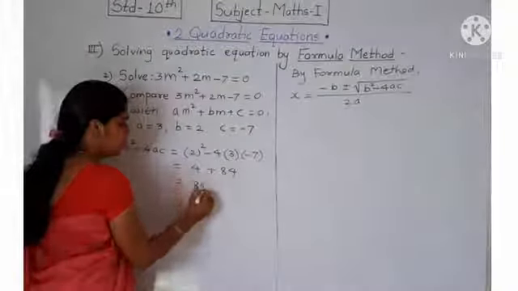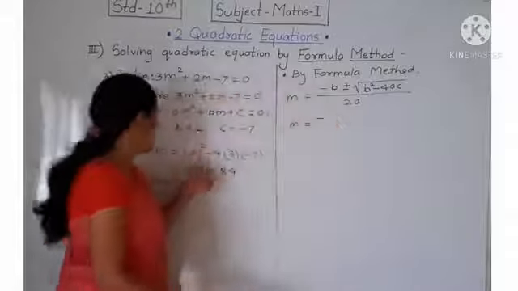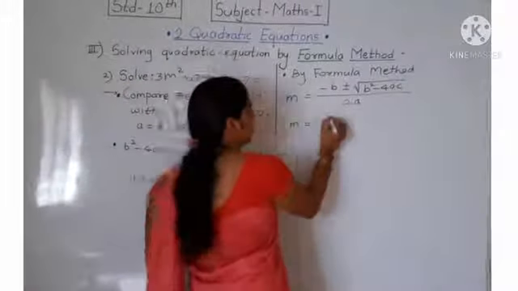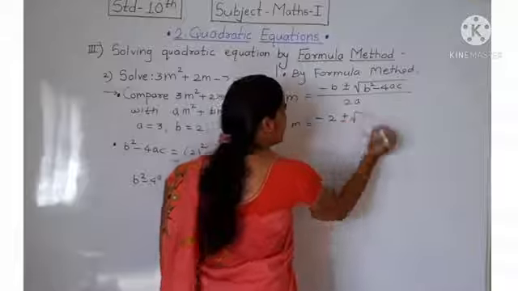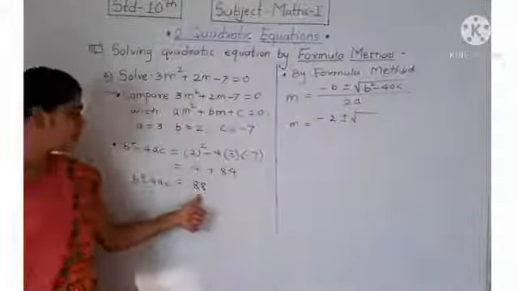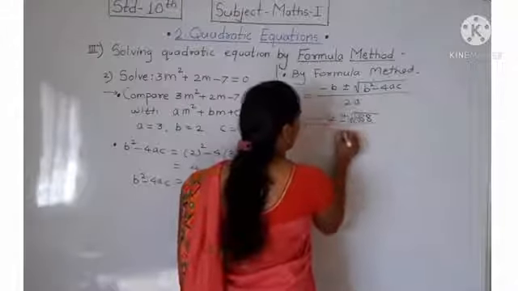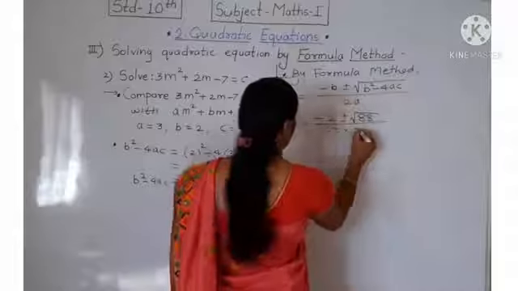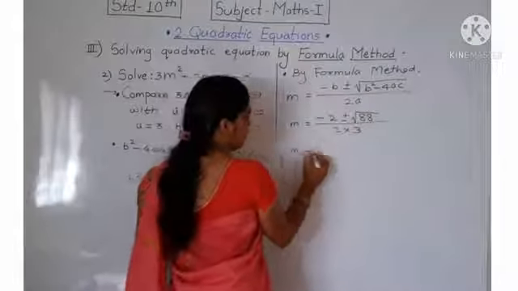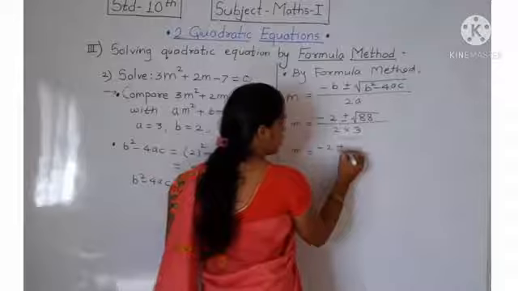Then third step, by using the formula method, here the variable is m, so we write m. It is an example in the m variable. So put the value: m is equal to minus b, what is the value of b? 2, plus or minus root of b square minus 4ac, whose value is 88, upon 2 into a, what is the value of a? 3. Therefore, m is equal to minus 2 plus or minus.